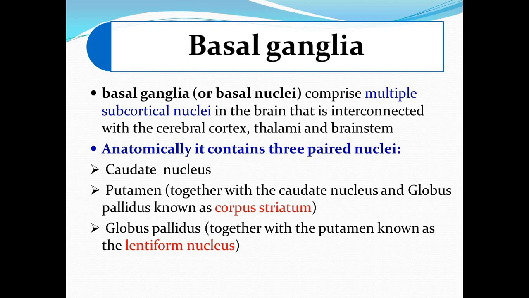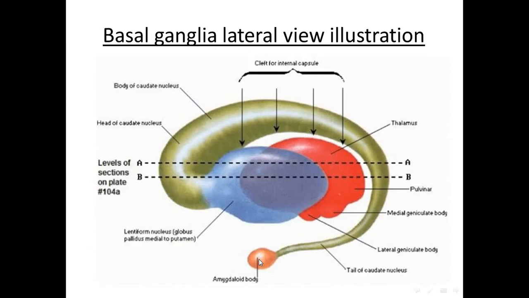The basal ganglia or basal nuclei comprises multiple subcortical nuclei in the brain that is interconnected with the cerebral cortex, with the thalami, and with the brainstem. Anatomically, these nuclei include the caudate nucleus, the putamen, and the globus pallidus. These three pairs of basal nuclei are called the corpus striatum. And then the putamen with globus pallidus are called the lentiform nucleus.